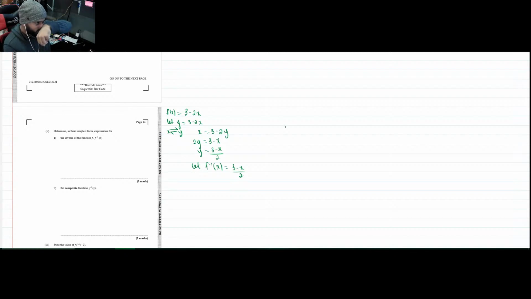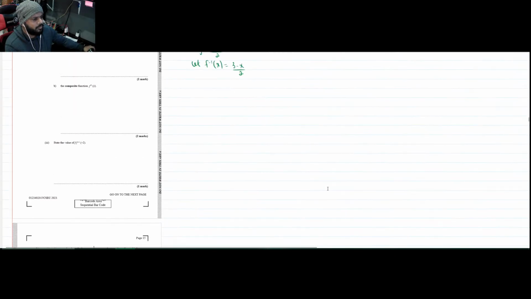The composite function f squared of x. Now f squared of x is f of f(x). And I know what f(x) is. This is f of (3 - 2x). This means wherever I see x, I put in 3 - 2x. 3 minus 2 times (3 - 2x). 3 minus 6 plus 4x, which is -3 plus 4x. If you have trouble with this, go back to yesterday's video and look through to where we did functions.